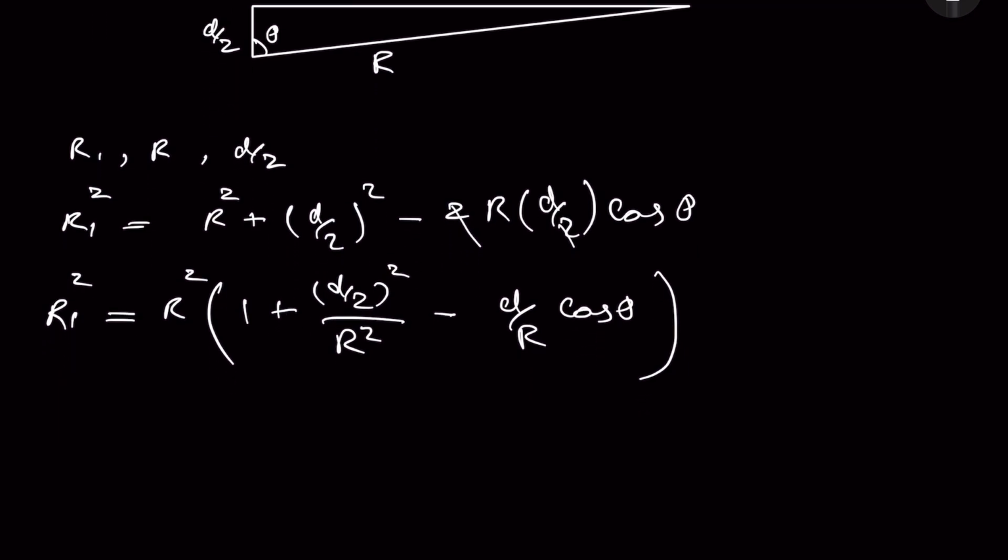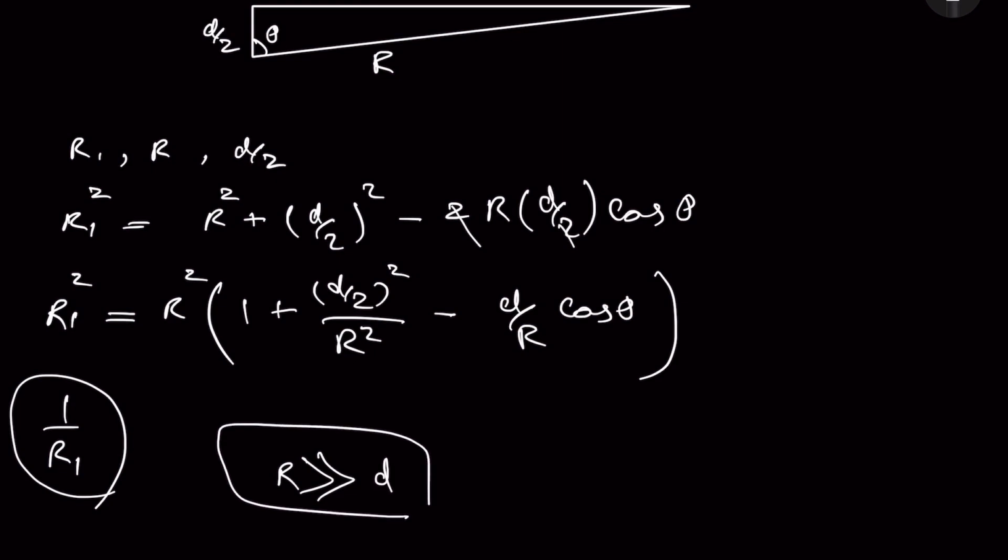So now, of course, this isn't going to be any helpful when this R is in the denominator. So I'm looking for some approximations here. And when I'm looking for some approximations, I'm going to make some assumptions. So what is the assumption? My assumption is that R, the distance, is much bigger than d. So this is important. Remember this.